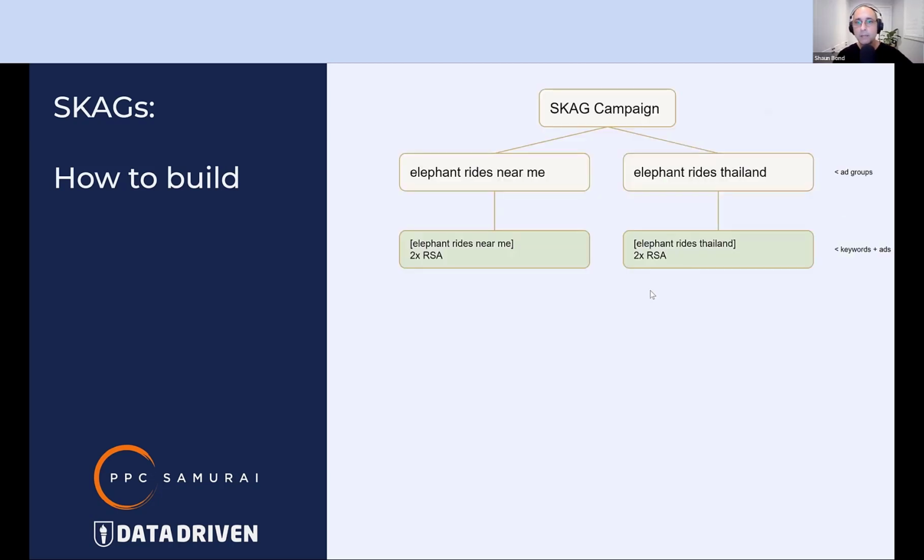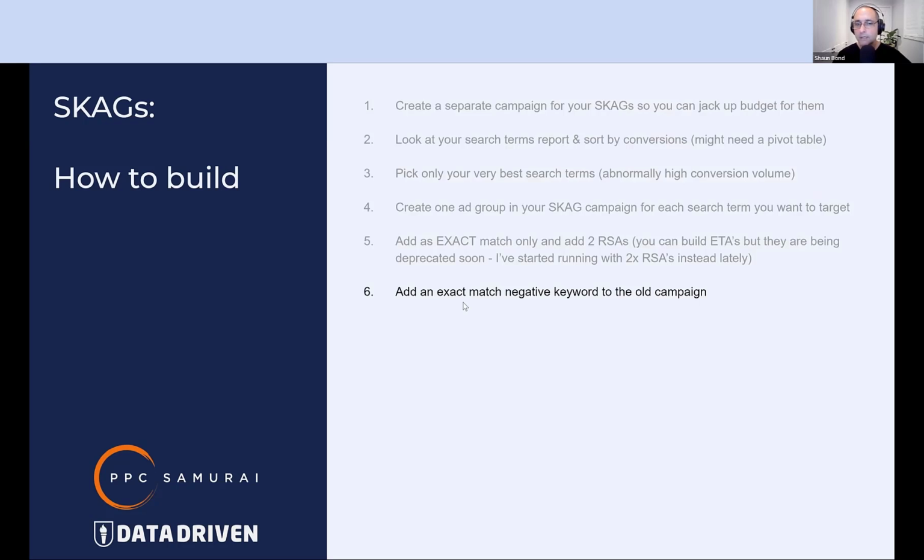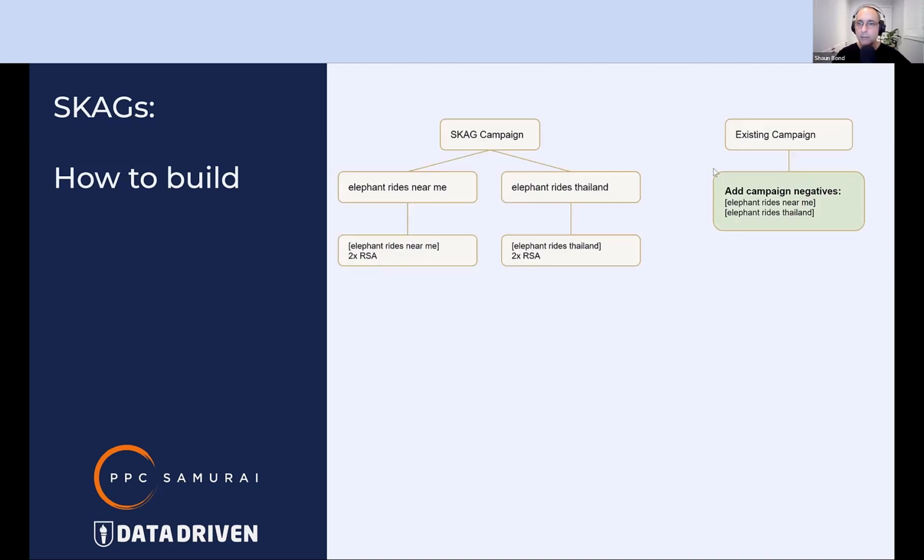So for me, my campaign's starting to take shape now. I've got my ad groups here, Elephant Rides Near Me and Elephant Rides Thailand. I've got my single keyword in there, which is an exact match keyword, and I've got my 2 RSAs. So the next thing I need to do is start pushing traffic to these ad groups. And the way that I do that is I add an exact match negative to the old campaign where the search terms originally were scraped from. So that's what I've got going on over here.